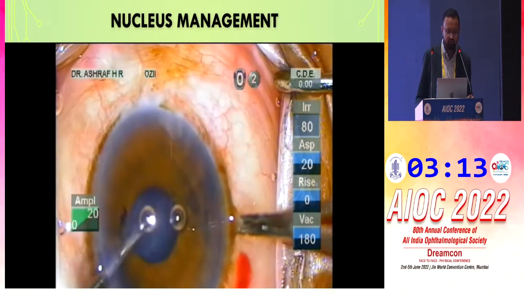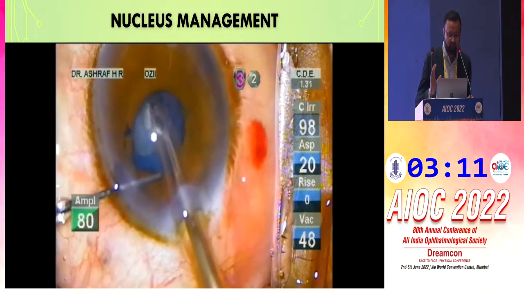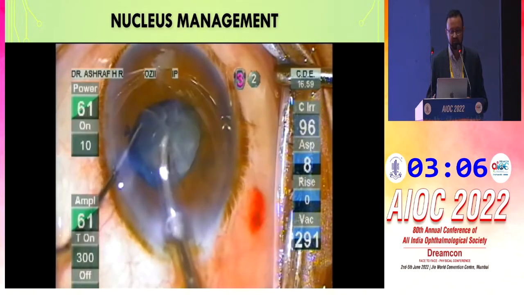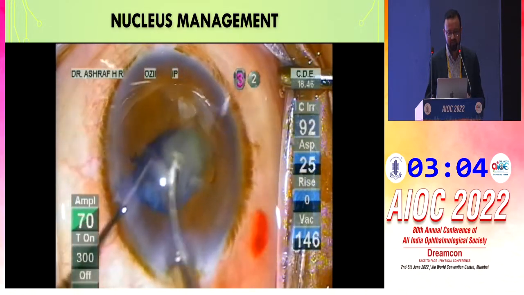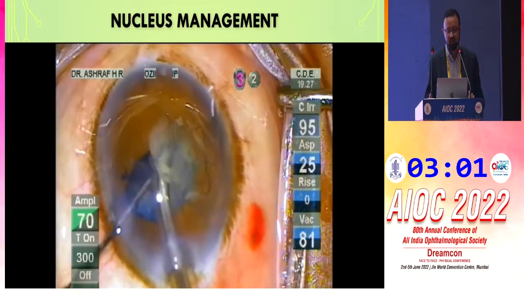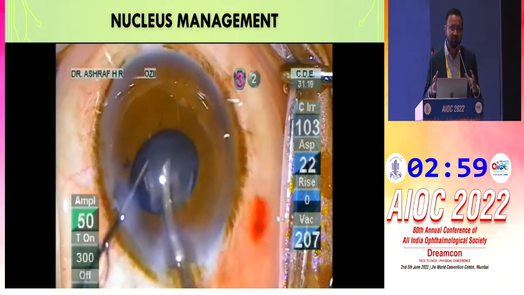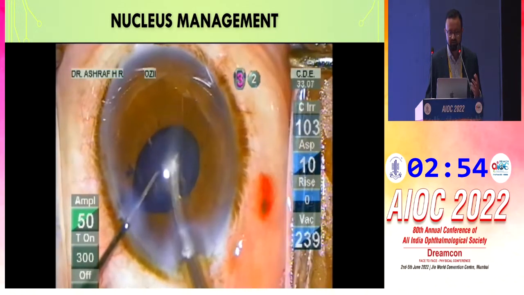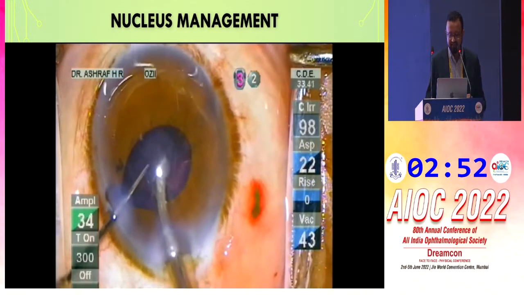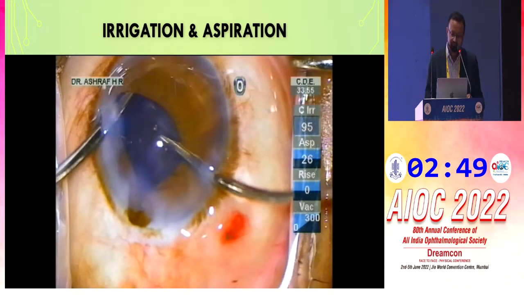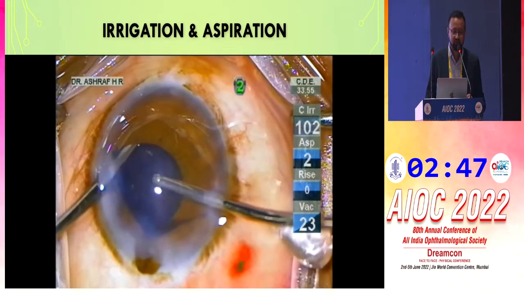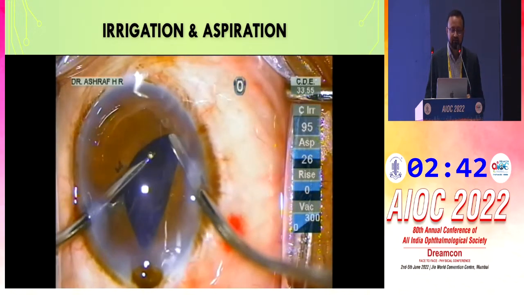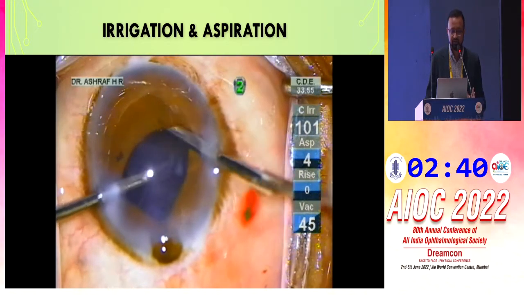For nucleus management, we need complete hydrodissection and rotation. We always prefer the chop technique, complete division of the nucleus, and emulsifying at the center of the anterior chamber with a stable phaco probe, because I only see the center portion. So my phaco probe needs to be stable to emulsify the nucleus, and use of viscoelastics as needed is very important. For irrigation and aspiration, I always say that bimanual irrigation aspiration is very useful. Using the irrigation gives us the visualization we need, and we can aspirate the nucleus.